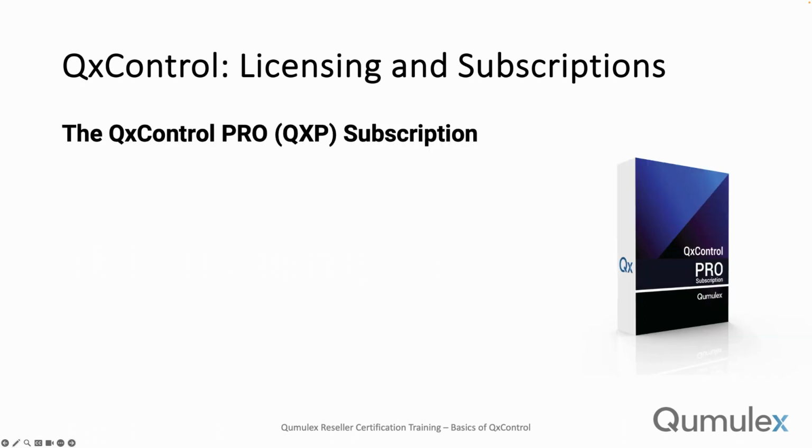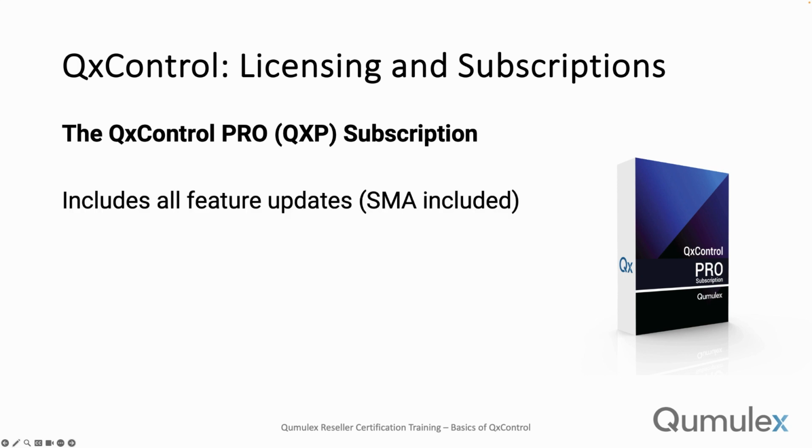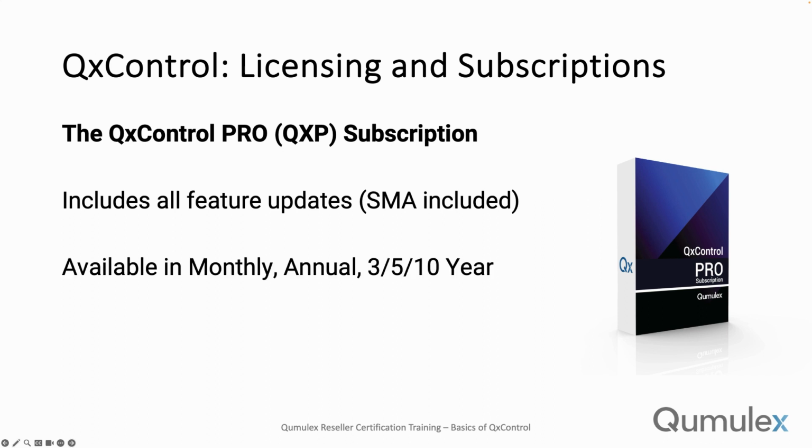So that was the license-based approach. We also, for those who are already comfortable with subscriptions, do have a subscription option for QXP. And the primary difference between this and the license approach is there is no SMA. So as long as your subscription is current, you will get both all of the platform access and platform updates. You will also get any new feature updates that occur during your subscription term. These subscriptions are available in monthly, annual, or 3, 5, 10-year renewal terms.